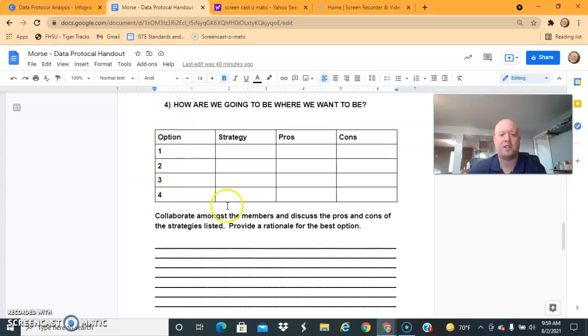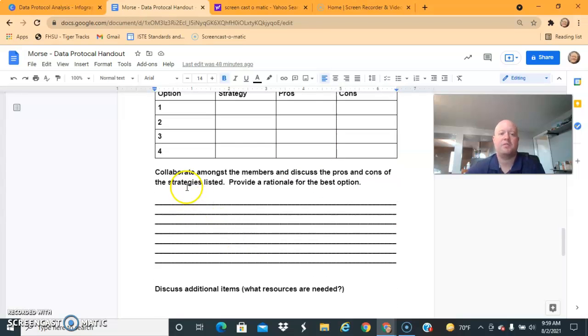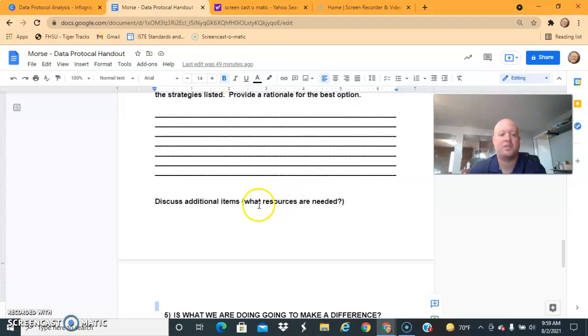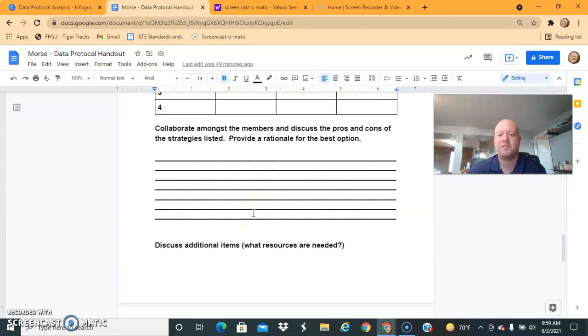Okay, so here, create another table. Okay, list a few strategies. Consider the pros and cons of those strategies. And then down here, write down the best strategy and provide the rationale for why it is the best strategy. Discuss additional items. What resources are needed to get the plan started?